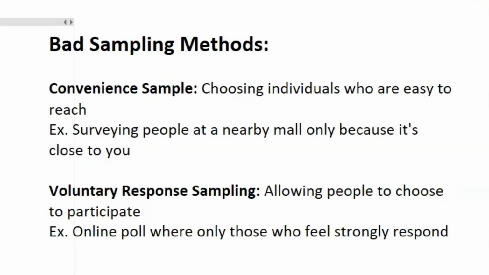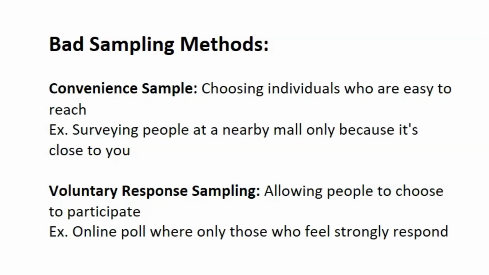All right, so we're going to talk about some bad sampling methods. Convenience sample is where you basically choose people who are easy to reach, easy to access. An example of that is surveying people at a nearby mall only because it's close to you. And the other bad sampling method, there are tons, but these are the most common, is voluntary response sampling. You allow people to choose to participate. Let's say you put an online poll, like you have a TV show and you say, hey, you should answer this online poll about said issue. Well, people who feel strongly about that issue are more likely to respond.